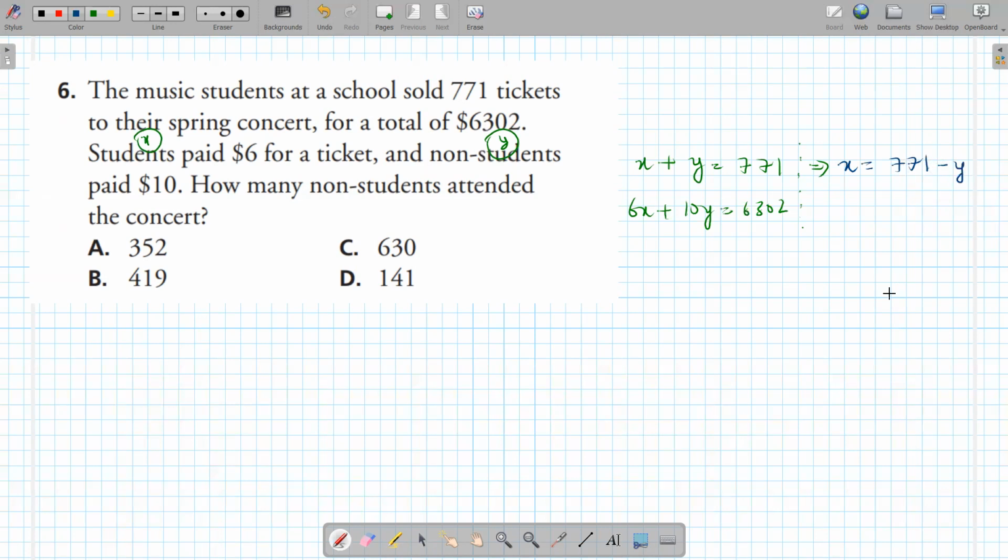Now that's just from the first equation. We're doing a substitution, which means we're going to plug that in as x into the second equation, okay? So you get 6 times (771 minus y) plus 10y is equal to 6302. How do you solve this linear equation for y?